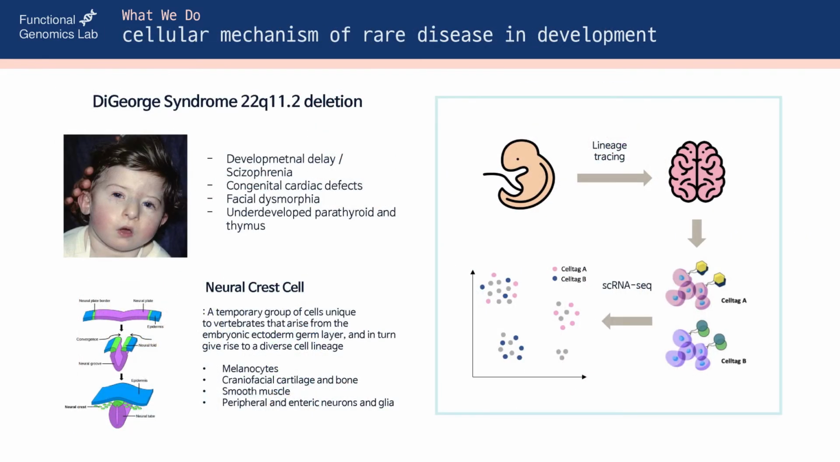Understanding cellular mechanisms is inevitable for identifying the cause of rare disease. We target DiGeorge syndrome, which causes a range of lifelong problems, including heart defects and learning difficulties. Using lineage tracing and targeting neural crest cells, we aim to identify how cellular development and proliferation and their gene expression are altered during brain development.